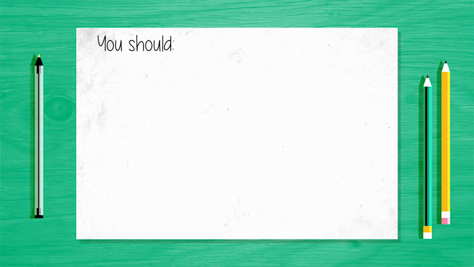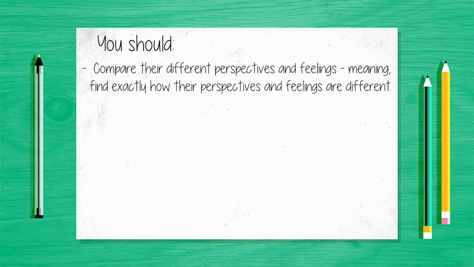Sometimes you're not just comparing different perspectives and feelings. The question might ask you to compare their attitudes towards a given topic, or even their ideas on the given topic. When it comes to how you compare those perspectives and feelings, the bullet points given lay out a clear method for how you can answer the question. You should compare their different perspectives and feelings, meaning find exactly how their perspectives and feelings are different.